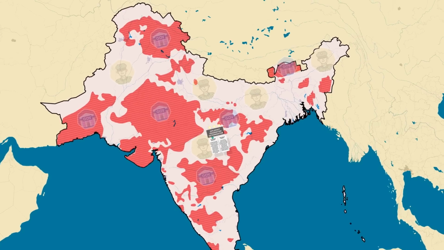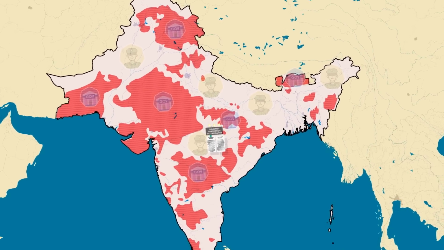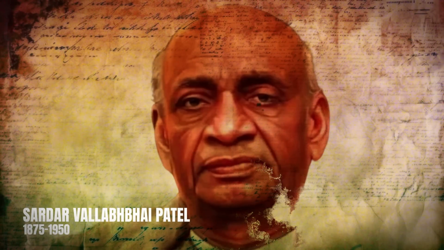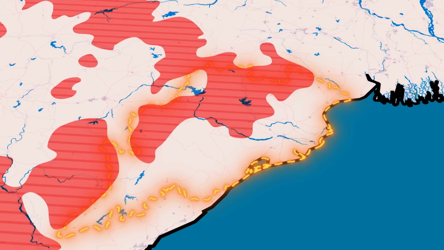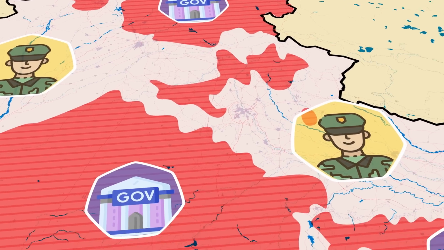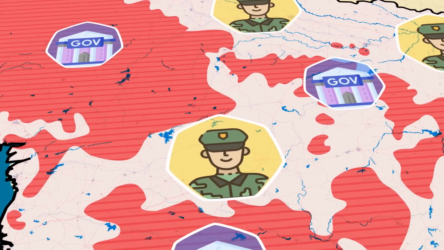The monumental task of integrating over 550 princely states into the Union of India fell to Sardar Vallabhbhai Patel, the nation's first Home Minister, and his secretary, V.P. Menon. In this video, we explore how Patel skillfully accomplished this historic unification, creating a cohesive India and setting the stage for its future as an independent republic.